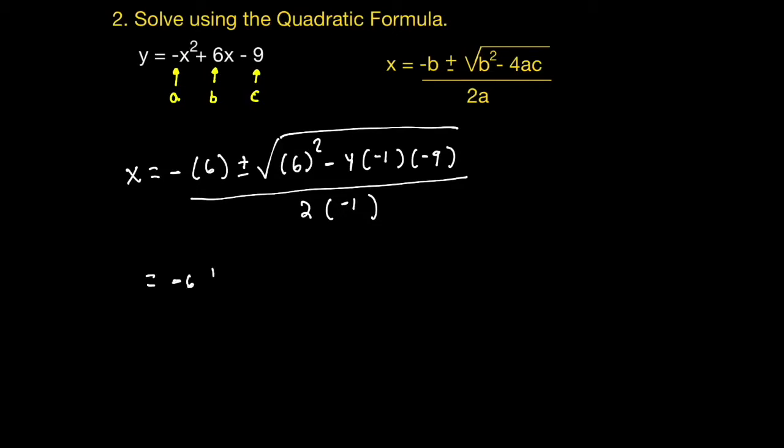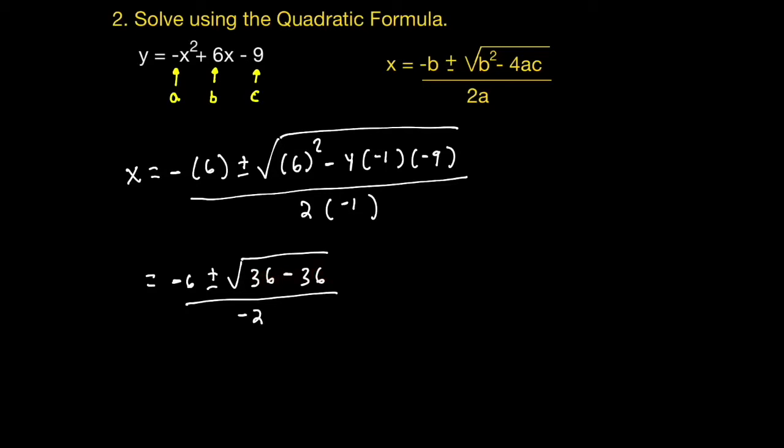This is going to simplify to negative 6 plus or minus the square root of 6 squared, which is 36. Here we have negative times negative, which will change to positive, but then we'll multiply another negative, so we'll have a minus here. Now we can multiply the numbers. 4 times 1 is 4, and then 4 times 9 is 36. And on the denominator, 2 times negative 1 is going to be negative 2.